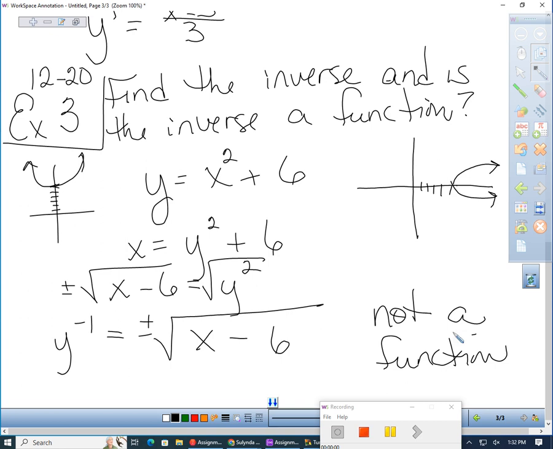Questions? Because the inverse is not a function, because if you were to draw a vertical line down, how many times does it cross through that? Crosses through twice, right? Okay. So sometimes you can look at the original and do what we call the horizontal line test, right? Yes, that's correct.